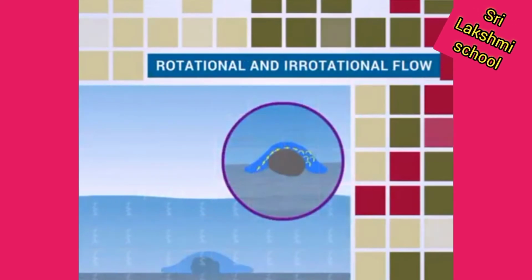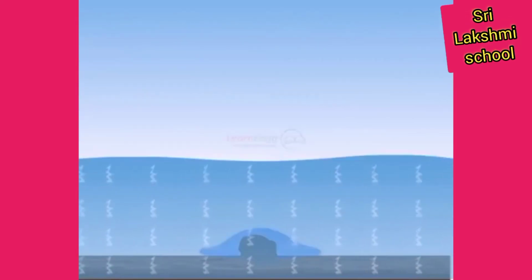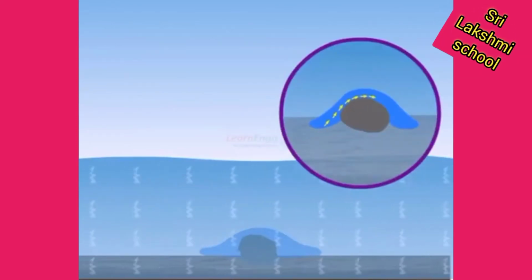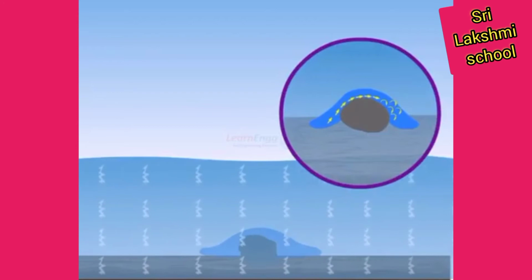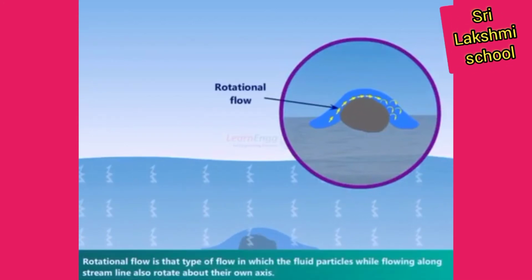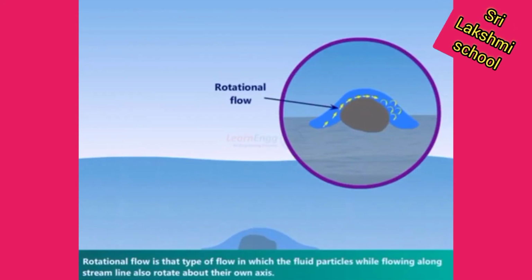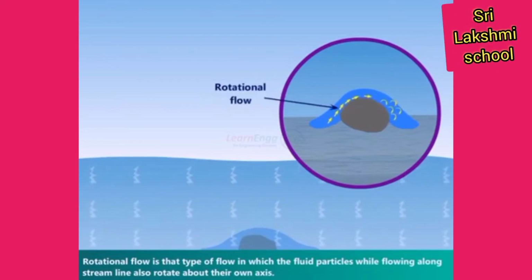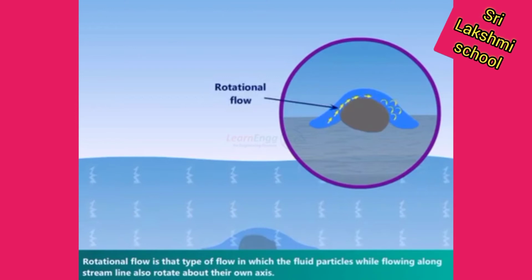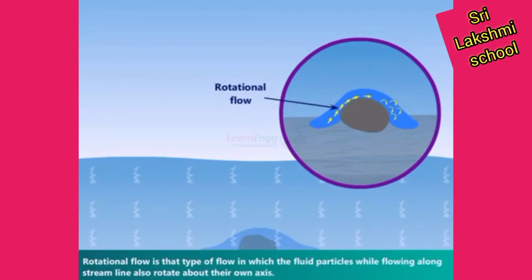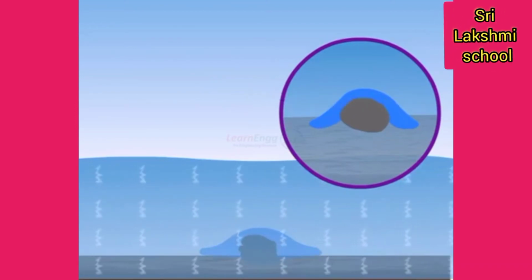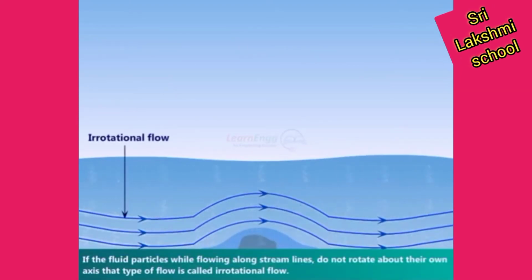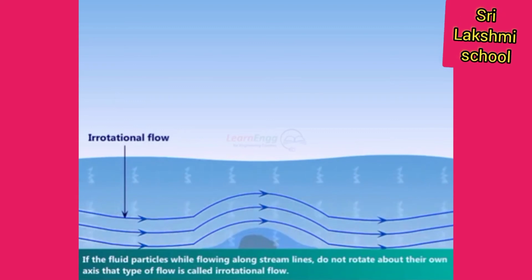Now we shall discuss the meaning of rotational and irrotational fluids. Let us take a substance inside the water. When the water is flowing and it has a rotational axis, rotational flow, then this is called a rotational fluid. Let's take an example. These are the lines which are very straight. That's why it is called irrotational flow.